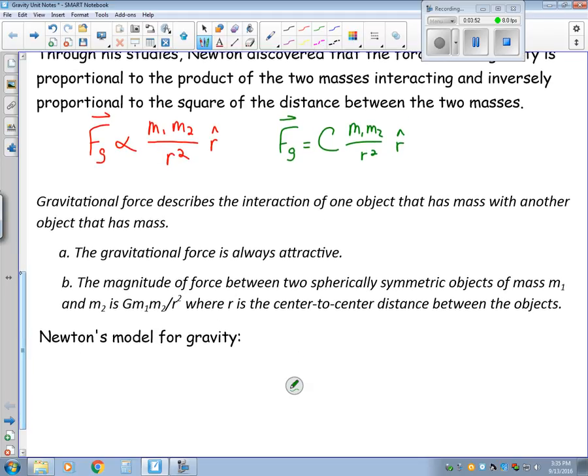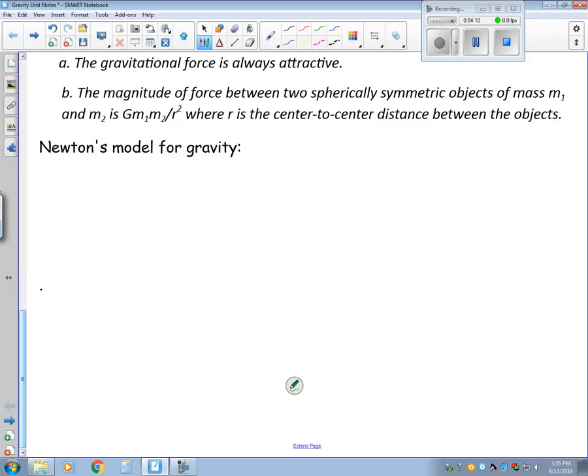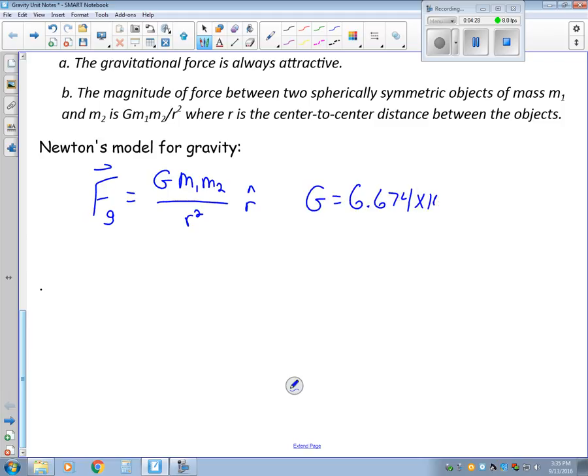So gravitational force describes the interaction of one object that has mass with another object with mass. It's always attractive, and the magnitude, so if I want to calculate how strong it is, we have a formula. What Henry Cavendish did for us was he gave us a number for that constant of proportionality. So this model then, that G is really small.